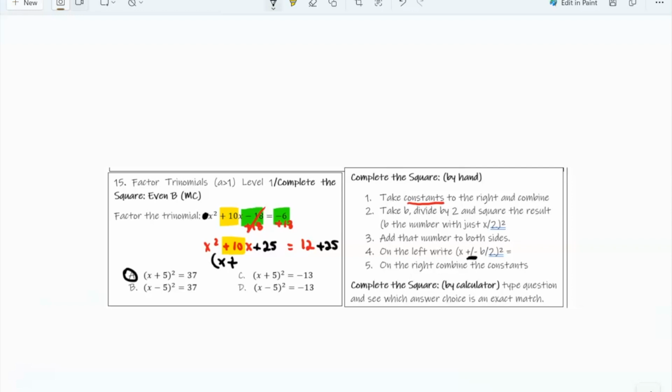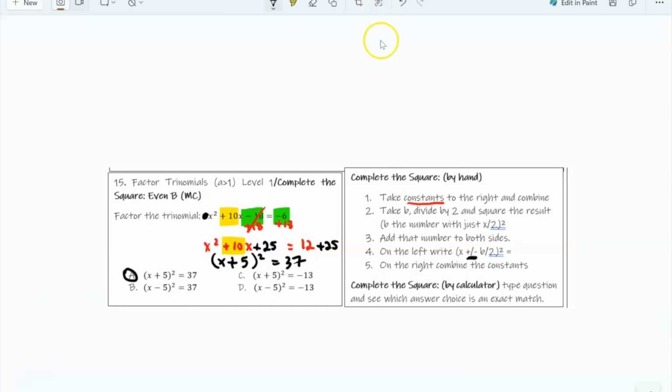And then b divided by 2. So only b divided by 2 here. So 10 divided by 2, which is 5. Close the parentheses and then square. And on the right, combine the constants, which we just said was 37. Okay, and that's it. So that answer, you can see, matches with A.